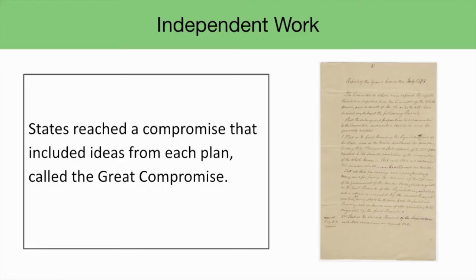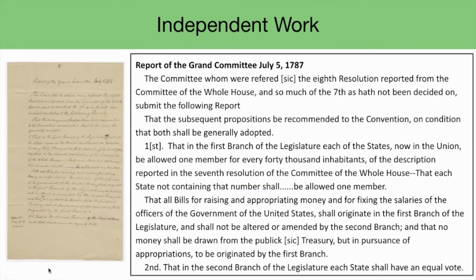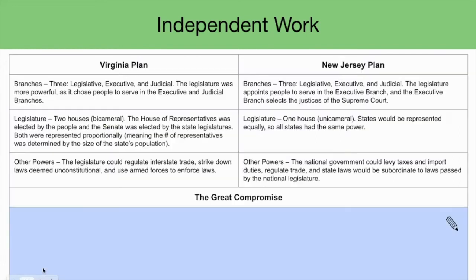Now we're going to complete our final learning activity for this lesson. States reached a compromise that included ideas from each plan called the Great Compromise. Read the report of the Grand Committee, and then on the next slide, see if you can identify the compromises that were made in this chart. Pause the video here as you read, and then come back and we'll go over the Great Compromise.